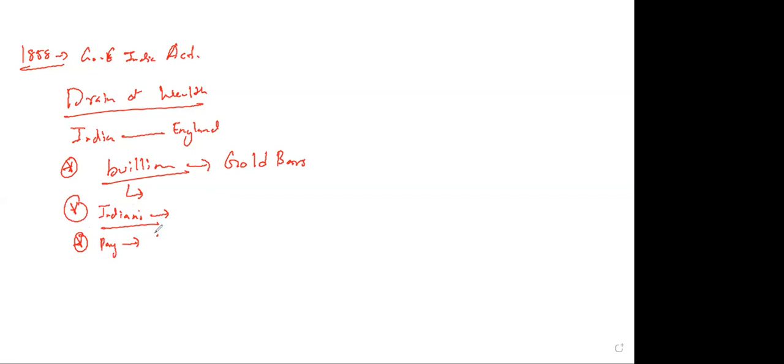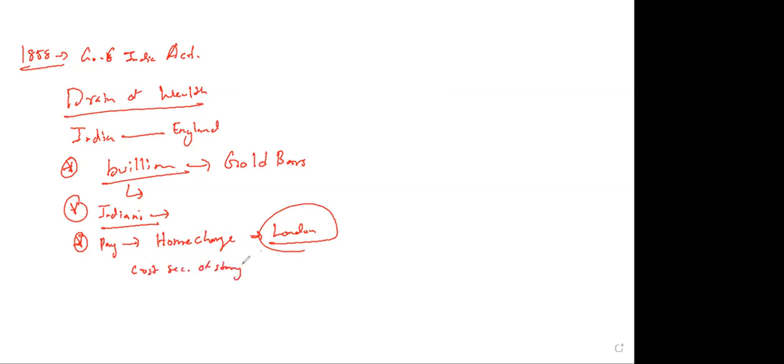So they brought something called home charges. Home charges: the cost of maintaining the British India office in London, for the administration of India, as well as this home office in London, Indians have to pay.